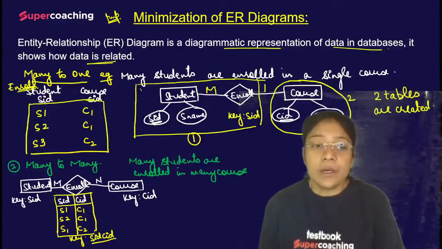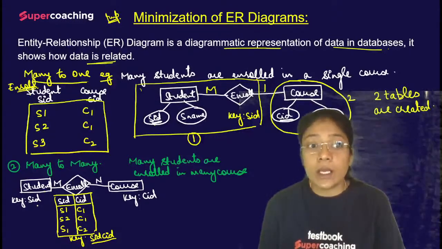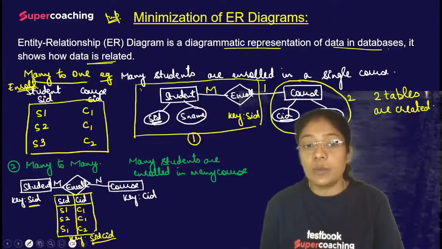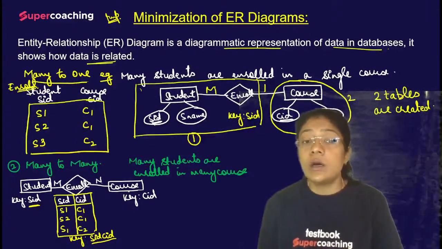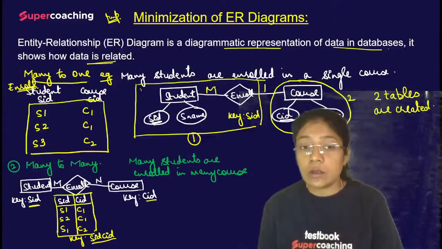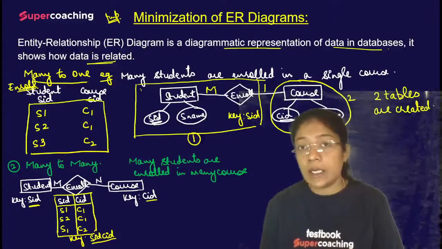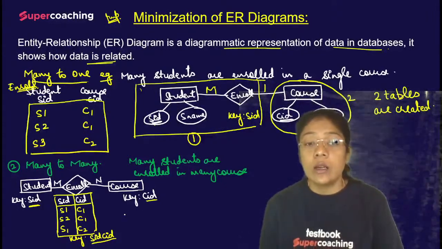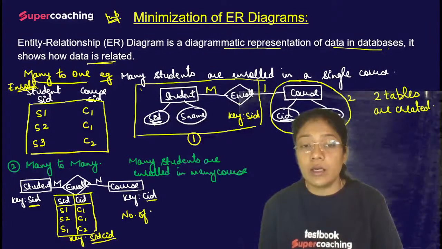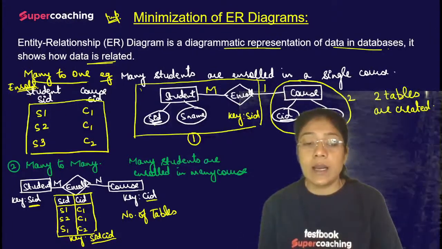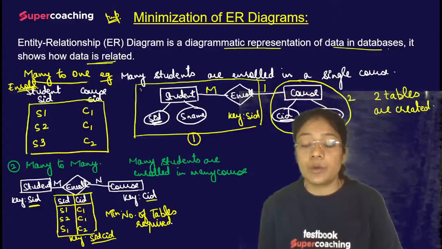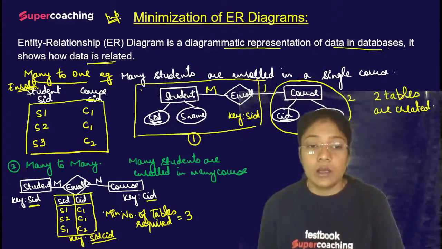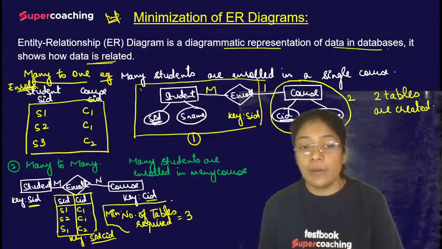Right? Can I merge this enroll relation with the student? No, because here the key is student ID. Here we have student ID and course ID. I cannot merge this relation enroll with the course relation, because here the key is different. तीनों के लिए key different है. That means we need to construct 3 tables. The minimum number of tables required are 3. In this case, minimization is not possible. You get this point? This is the case for many to many.